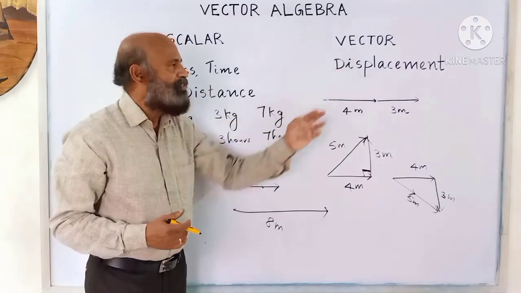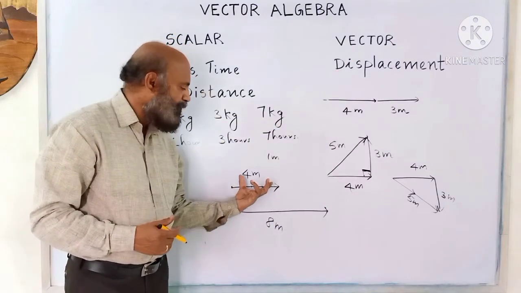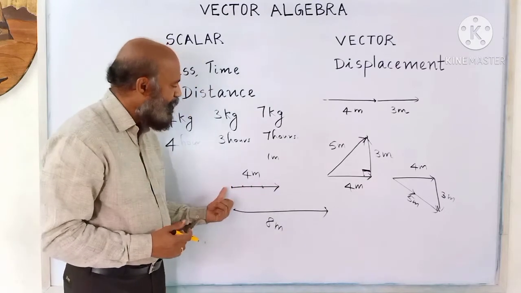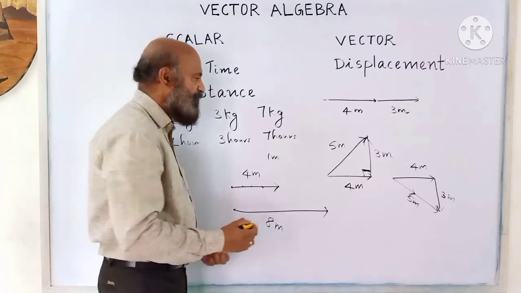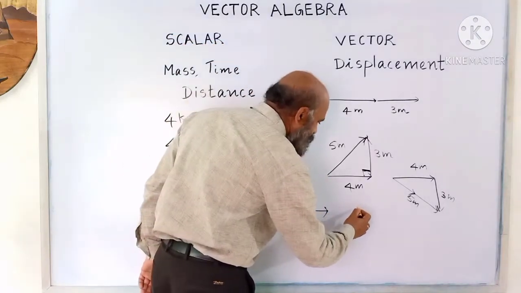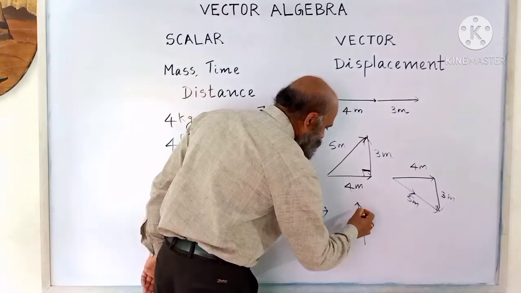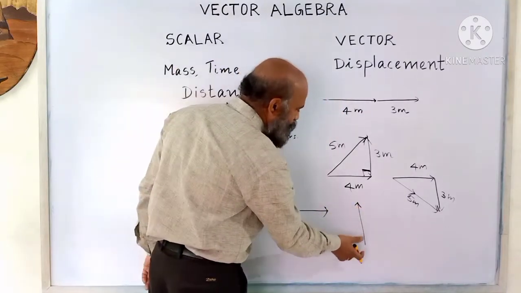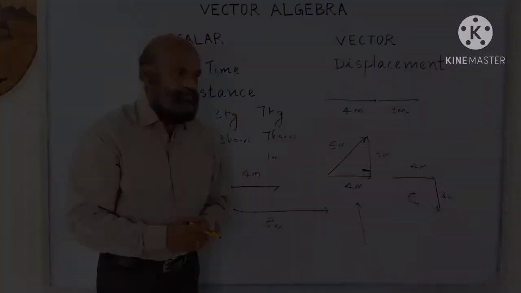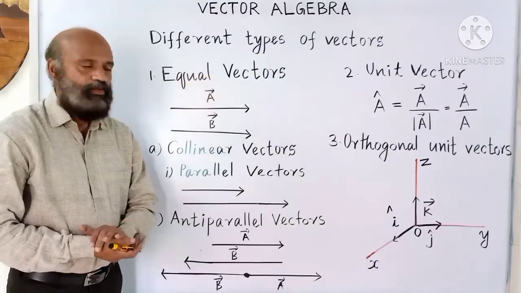So vector quantities can be represented by a directed line segment. Magnitude is given by the length of the line segment, and direction is given by the arrow. This is the same magnitude, but it is in the upward direction. Different types of vectors.